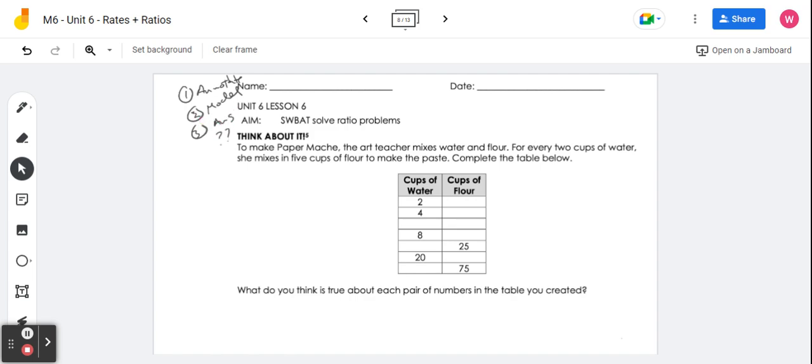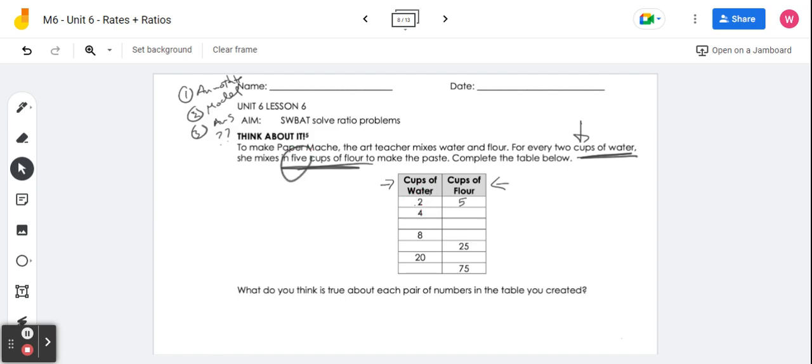Cool. So let's take a look at it. It says, in order to make paper mache, the art teacher mixes water and flour. For every two cups of water, she mixes in 5 cups of flour. So what are the two things that we are comparing? We have water and we have flour, which we can see here. I'm just going to write in 5 because it tells us, hey, for every 2 cups of water, we got 5 cups of flour.